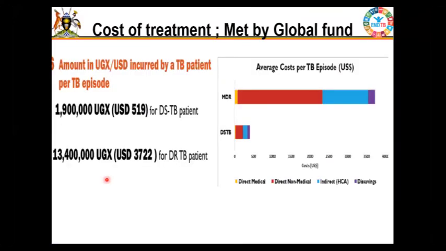So the cost of treatment is met by the Global Fund. For a patient with drug susceptible TB, the cost is about 2 million shillings to manage a patient. But when they develop MDR, the cost shifts to 14 million. Now, just because somebody is paying for it doesn't mean that it is actually free. It's a lot of money that is put into this. So it is very expensive to manage MDR-TB, and we should try to prevent it from occurring to avoid such unnecessary losses.